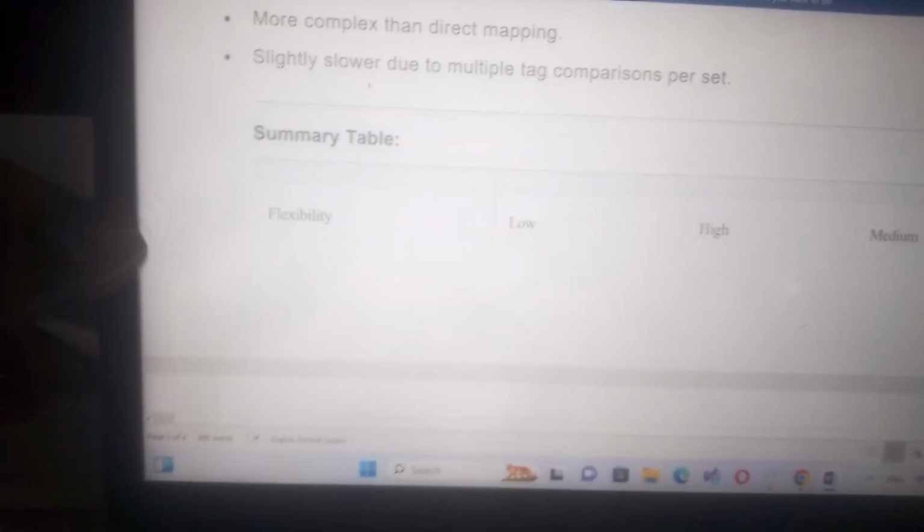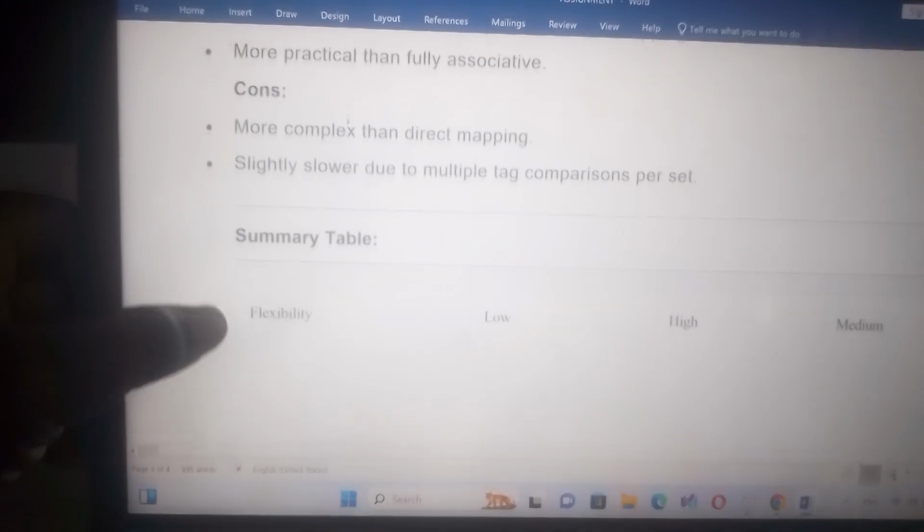Let's go through to the summary table, which will explain it better. So we are looking at the summary table, the flexibility. When you come to the summary, you can see as it is.